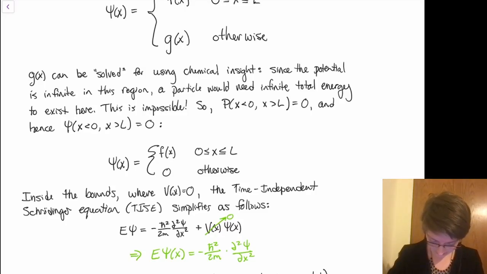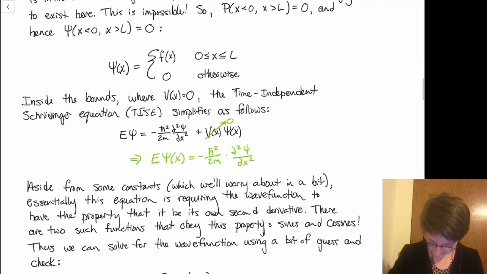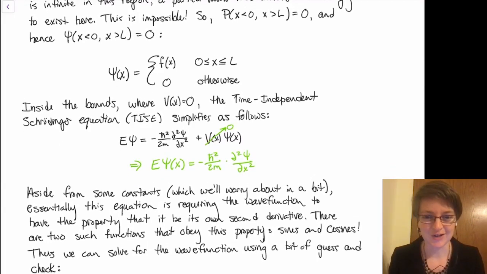And the answer to how we're going to solve for this is a tried and true technique called guess and check. So taking a step back and looking at this equation, I want you to notice that what we're searching for is, aside from a couple of multiplicative constants, which we'll worry about in a second, some function where the function and its second derivative are the same thing. And I can only think of two functions that obey that property, sines and cosines.